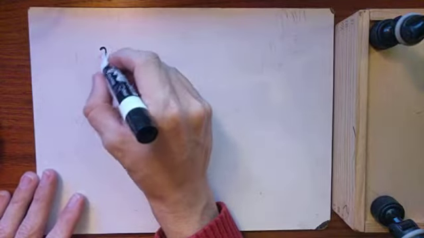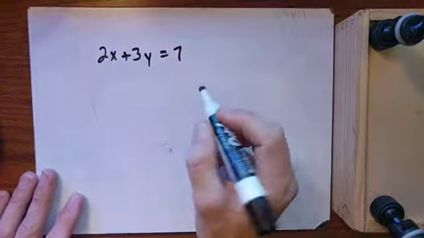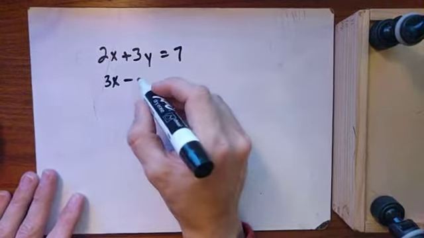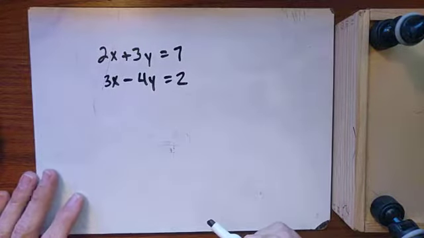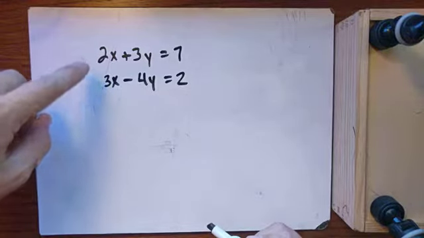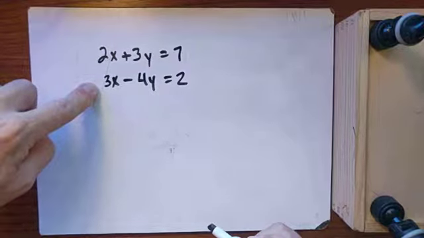So here's another system of equations: 2x plus 3y equals 7. Uh-oh, now there's an x and a y, right? 3x minus 4y equals 2. So whatever x and y numbers work in one equation, those same x and y numbers should work in the other equation as well.